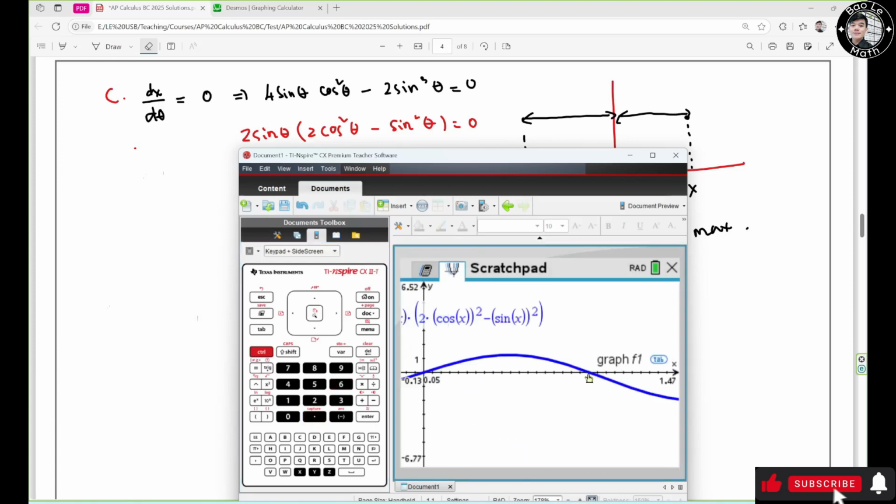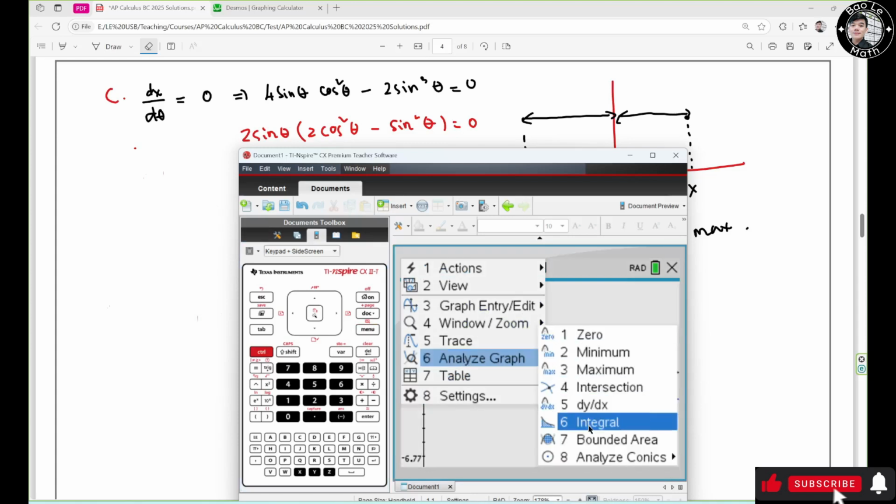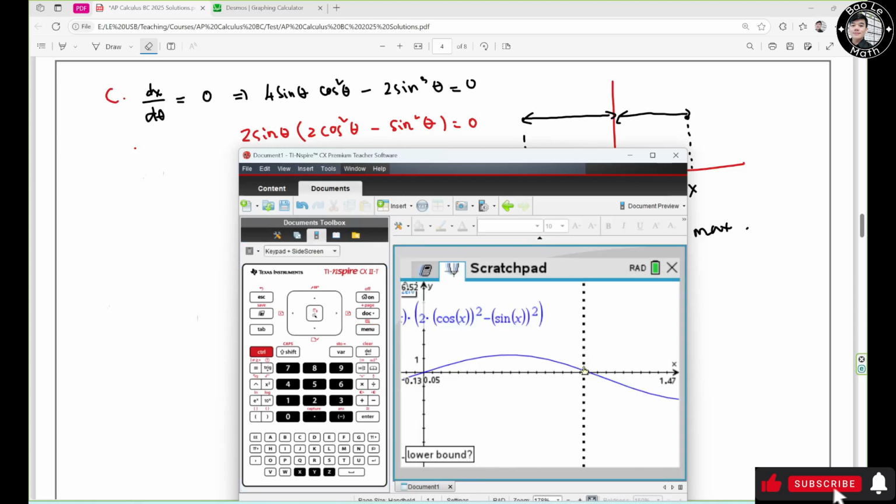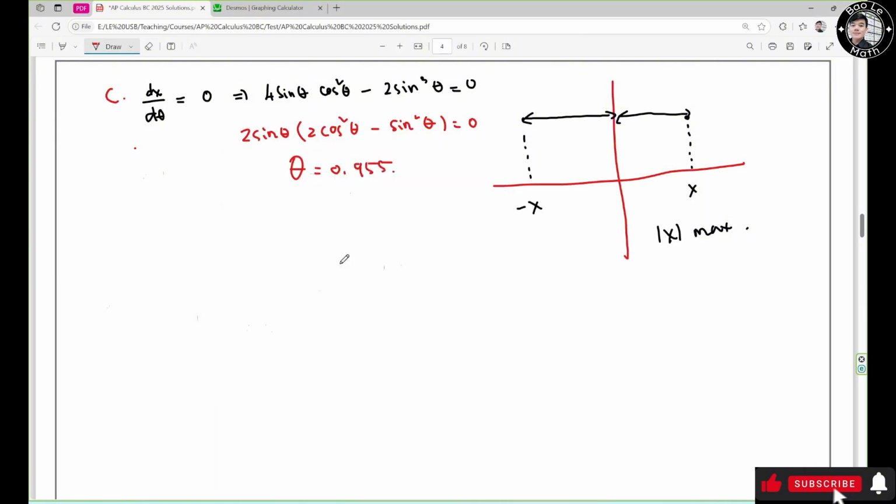Now I need to find the 0 of this function. Actually the 0 of this function should be right here. So I hit menu, analyze graph, 0. Move to the left of 0, move to the right of 0, and the answer is right here, 0.955. Now we're going to use the candidate test.